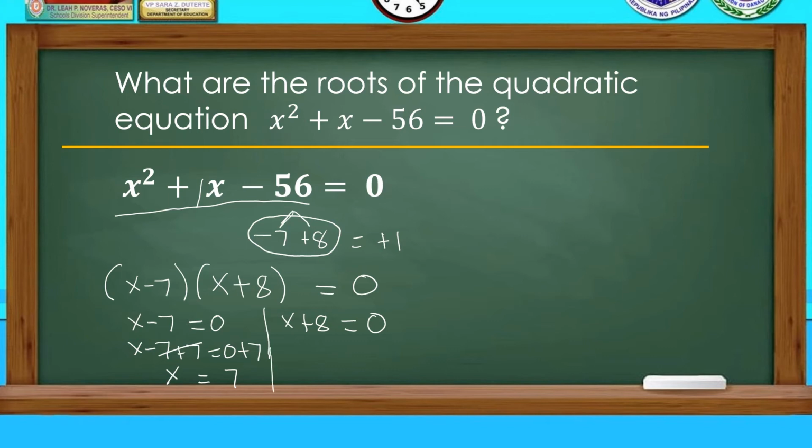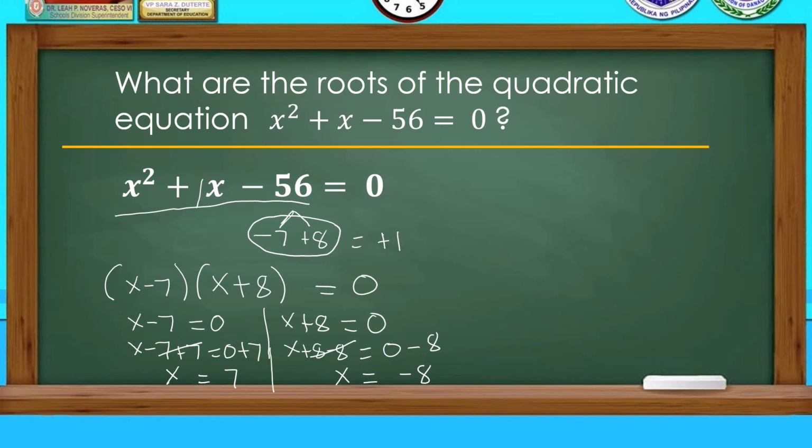Then the other equation, x plus 8 equals 0. The operation involved here is addition, so we use the subtraction property of equality. We subtract the same number, 8, from both sides. So x plus 8 minus 8 equals 0 minus 8. Then this is 0, so x equals negative 8. These are the two values of x.